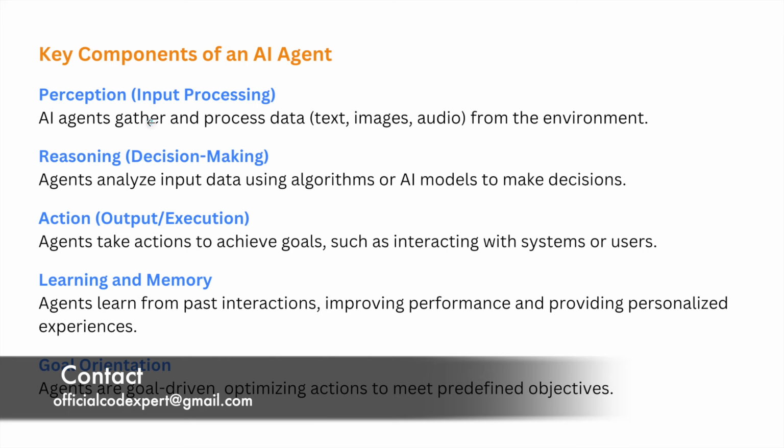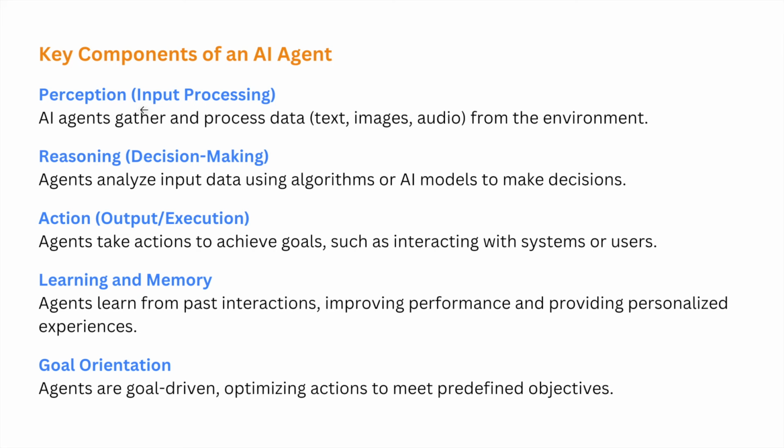Let's move forward and look into the key components of an AI agent. There are three different things that summarize the actions of an AI agent. First is perception, which is input processing. AI agents can gather and process data from text, images, audio, and different kinds of inputs from the environment, and then start reasoning or decision making based on these gathered inputs. After the reasoning or decision making, it generates the output or creates an execution based on the desired goals.